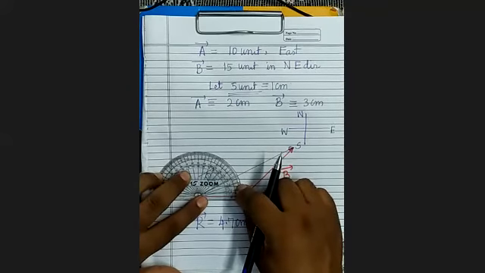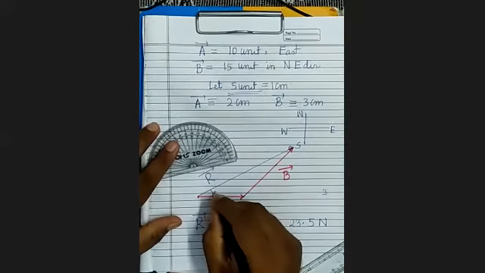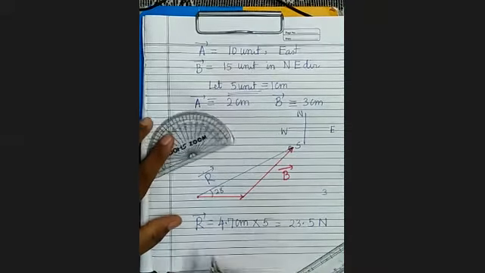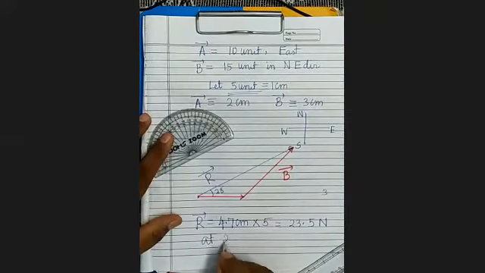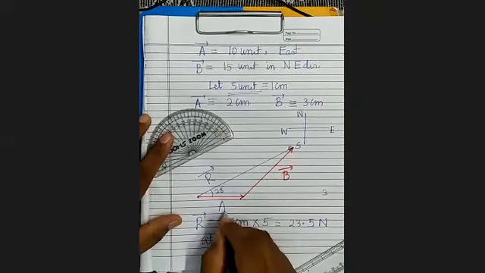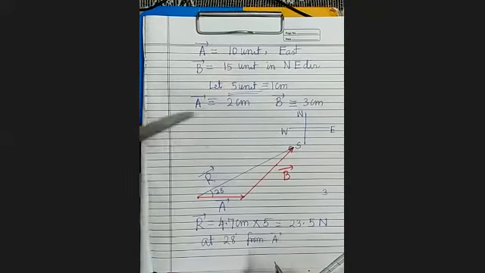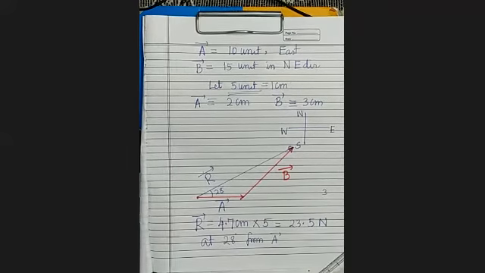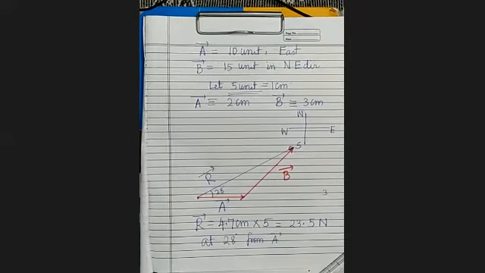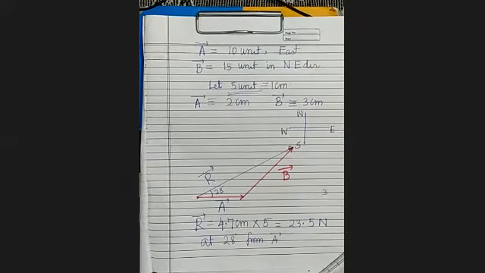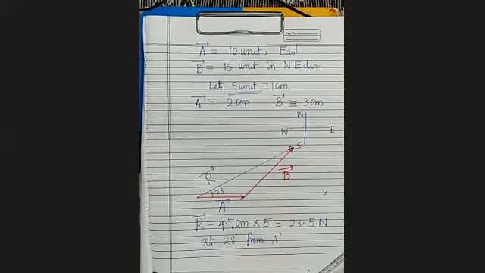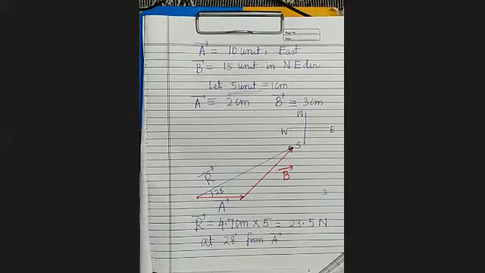Direction will be 28 degree, at 28 degree from vector A. Direction is always expressed from the first vector. डायरेक्शन को हरदम कहां से रिप्रेजेंट करते हैं? फ्रॉम द फर्स्ट वेक्टर. So by this way we can add two vectors.